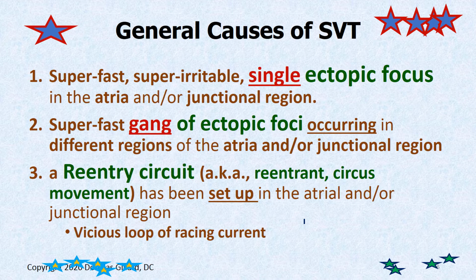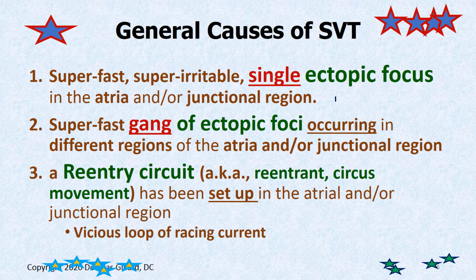General causes of the supraventricular tachycardias. We said there could be a single ectopic foci or one cardiac cell, maybe a little group of cardiac cells that are beating the SA node to the punch. It could be a gang of ectopic foci all scattered through the atria or junctional region that are beating the SA node to the punch. And then there's the concept of a reentry circuit or reentrant circuit or circus movement. And that's the round and round thing we'll talk about here in a second.